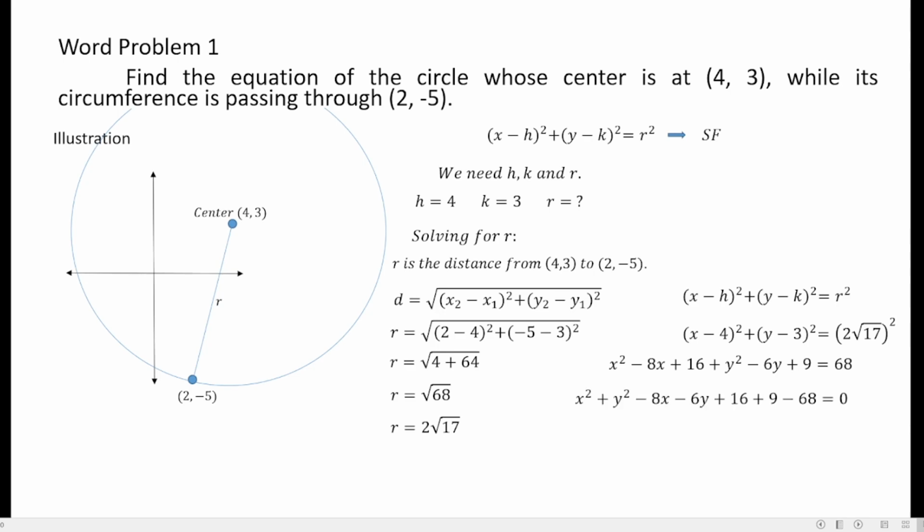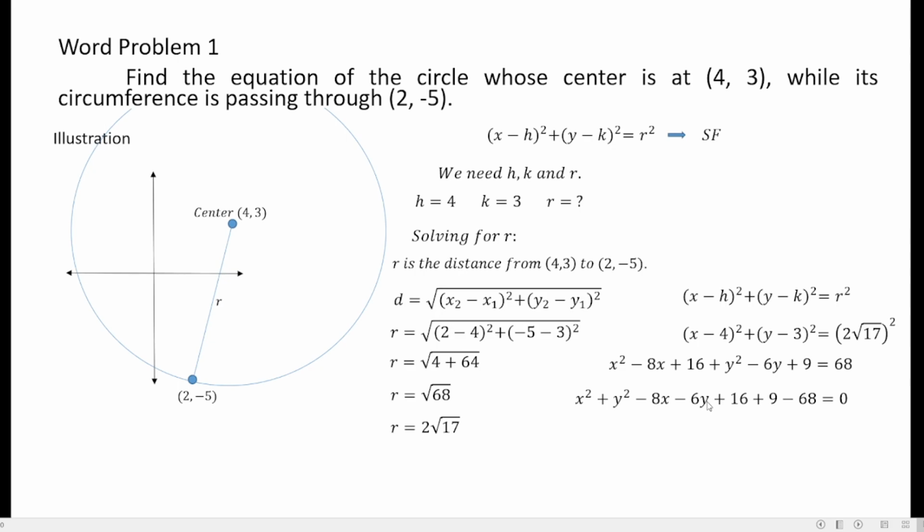So first, you have to write x squared, then followed by y squared, then the negative 8x, then the negative 6y, then add all constants. So you have positive 16 plus 9, and then you do the additive inverse here. So you subtract 68 to make it 0, so you also subtract 68 on the other side.